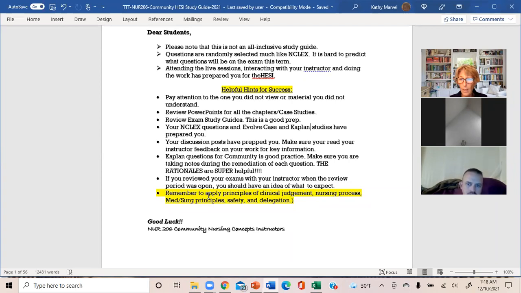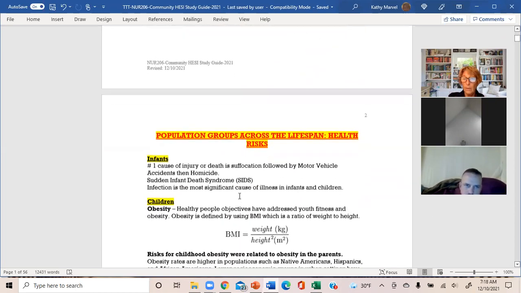Okay, the community HESI is very med-surg heavy, okay, because we're talking about scenarios in the community. So you're going to be definitely bringing your med-surg essential knowledge into the community HESI. And then safety, what do we mean about safety? What's the first, ABCs, right? ABCs and delegation, okay? What can we delegate? What can we not delegate? So these are the principal topics that are going to be focused on in HESI, okay?